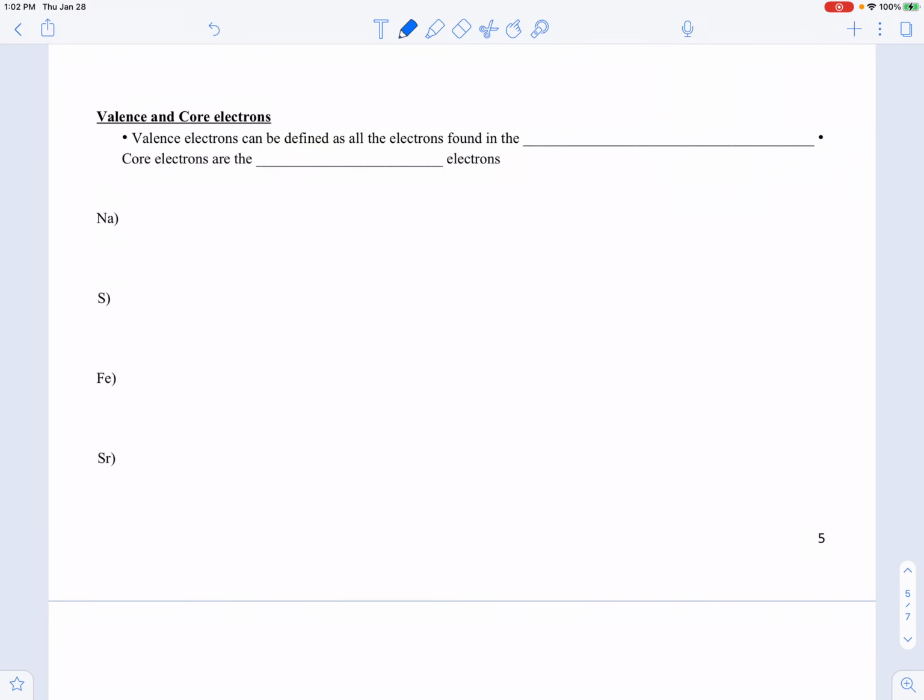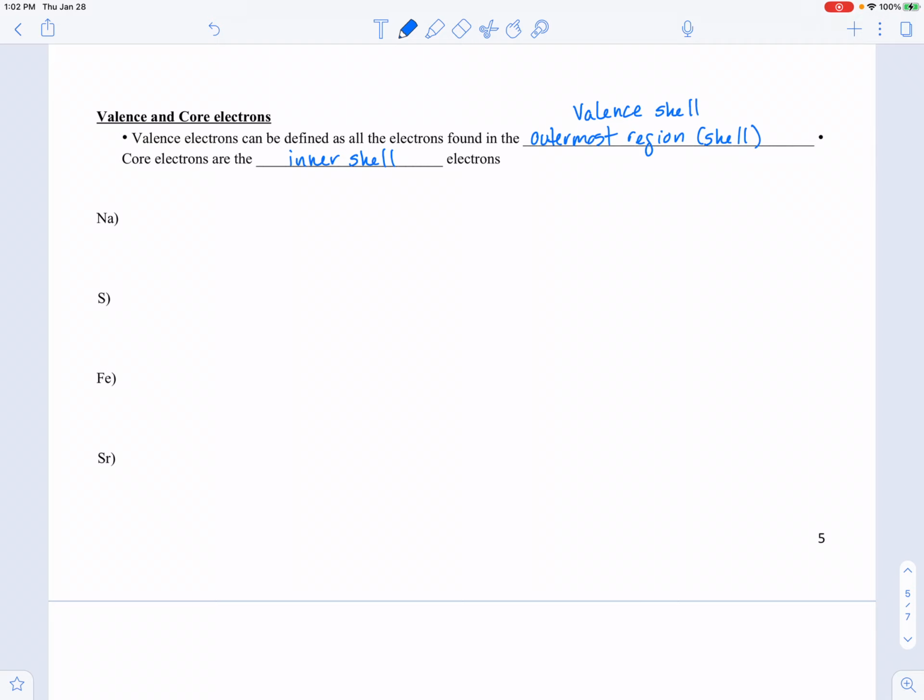These last set of notes for electron configuration are going to go over valence and core electrons and how we find and identify them in an electron configuration. Valence electrons can be defined as all the electrons found in the outermost region, sometimes known as a shell, of our electron cloud. You can also refer to this as the valence shell, whereas core electrons are all of our inner shell electrons, so they are not in the outermost region.